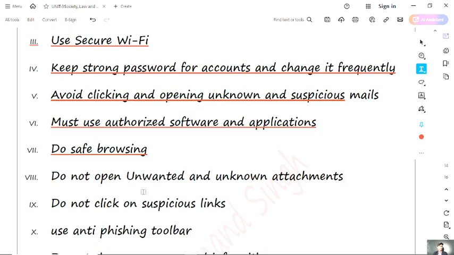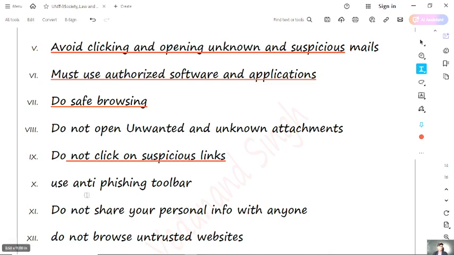Generally, what happens when you do online payment, you do it in public places, or you go to a cafe and do the payment. That is illegal. So you should not do that. Do not click on a suspicious link. Never click on any suspicious link.